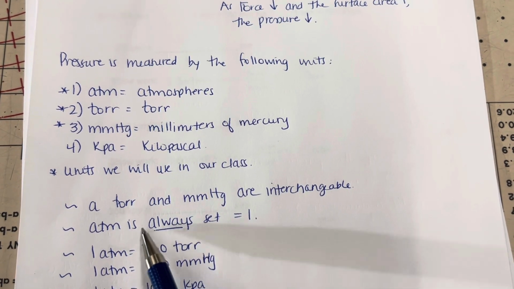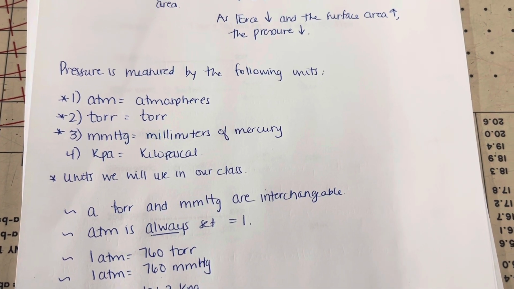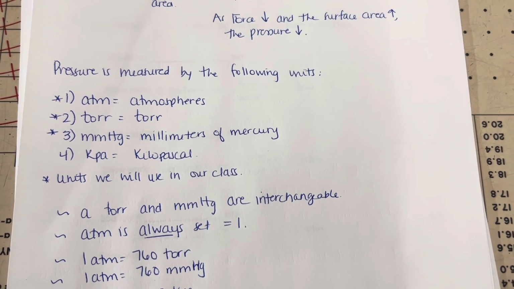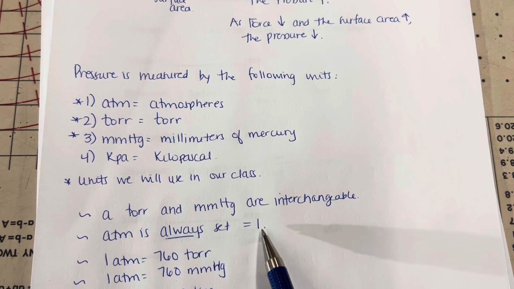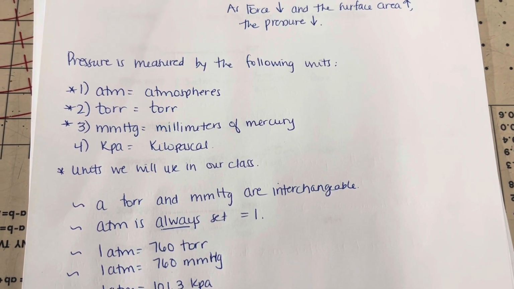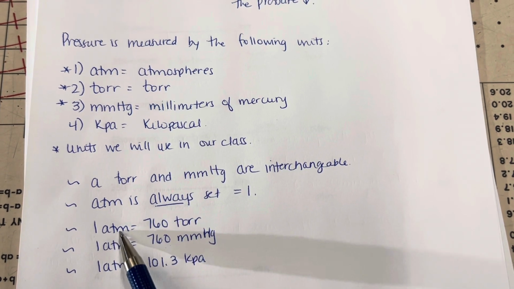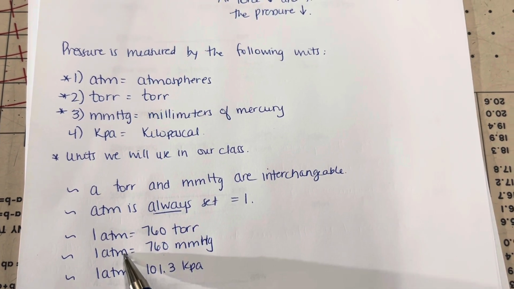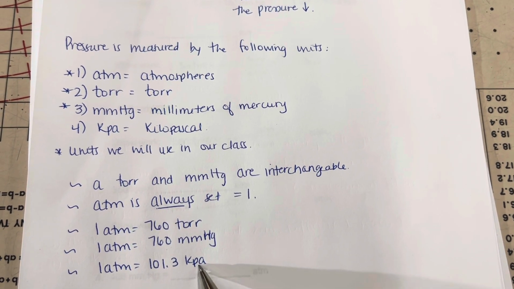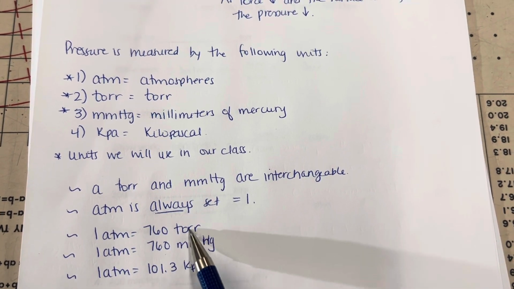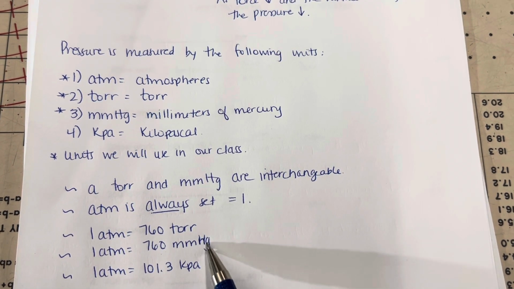The atmosphere is always set equal to 1. So just like when we talk about a mole, the mole is always set equal to 1. When you're dealing with atmosphere, the atmosphere is always set equal to 1. 1 atmosphere is the pressure at sea level. Now, there is a relationship between atmospheres and torrs, atmospheres and millimeters of mercury, and atmospheres and kPa. So again, 1 ATM is equal to 760 torr, 1 ATM is equal to 760 millimeters of mercury.